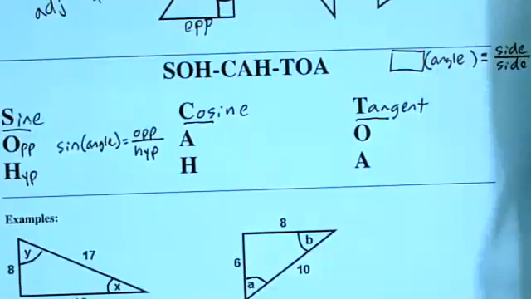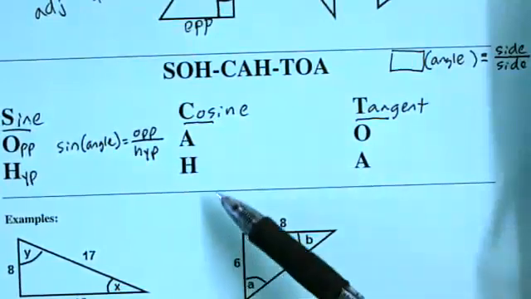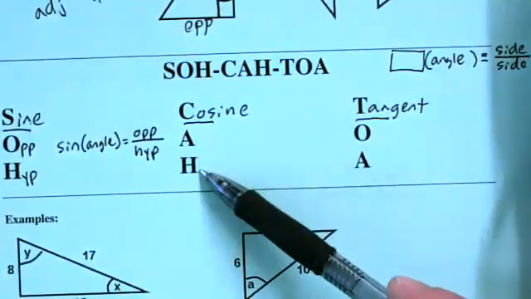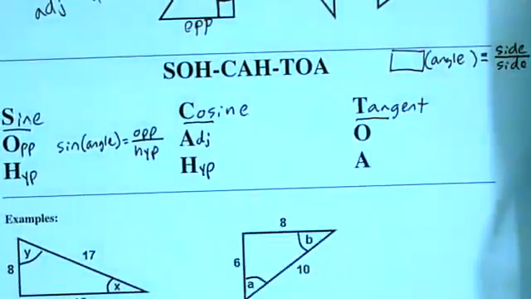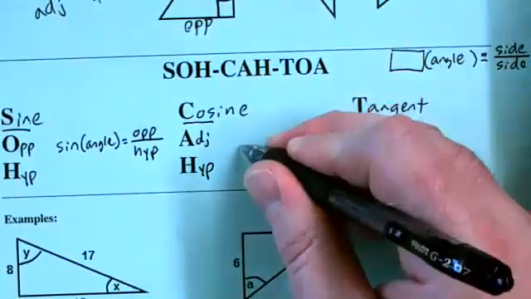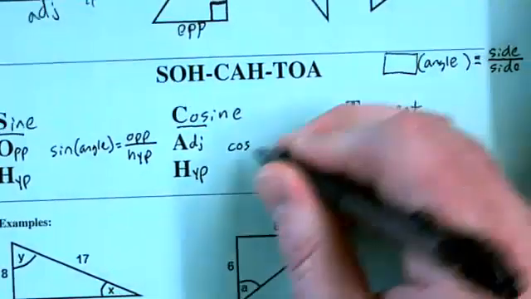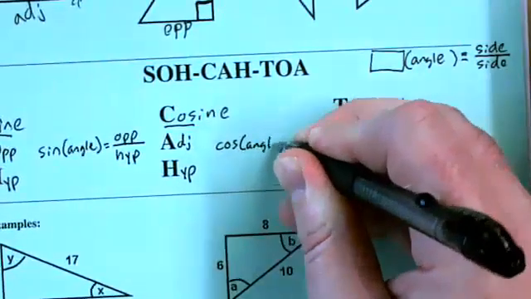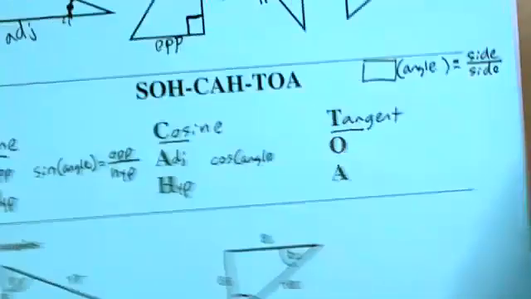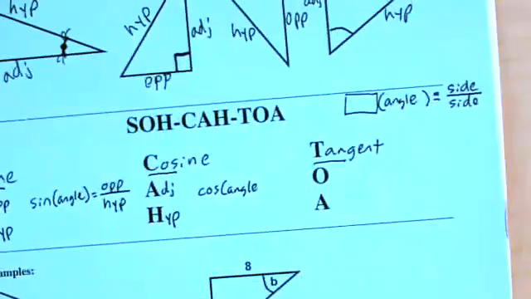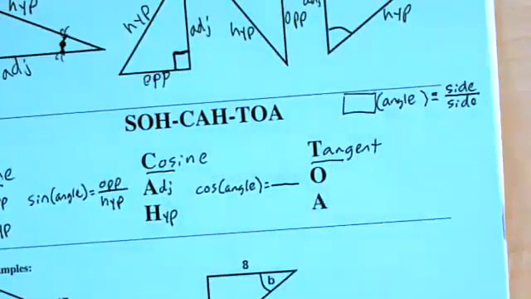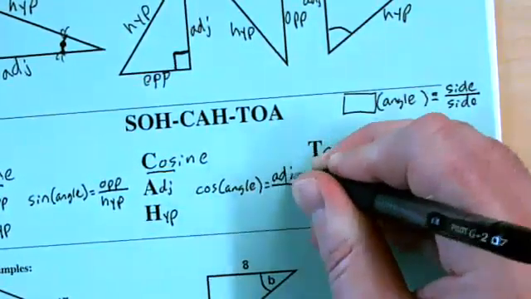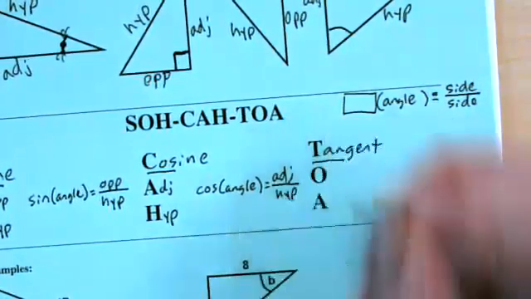Cosine will look different. Anybody want to guess what two sides we're going to use for cosine? What do you think? Adjacent and hypotenuse. That would follow. So when we write a cosine equation, we'll say cos, always your angle, but this time it'll say adjacent over hypotenuse.